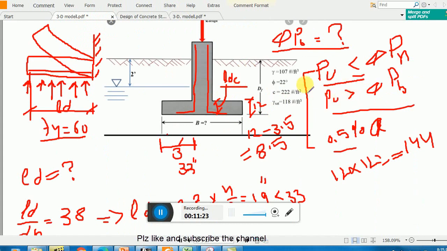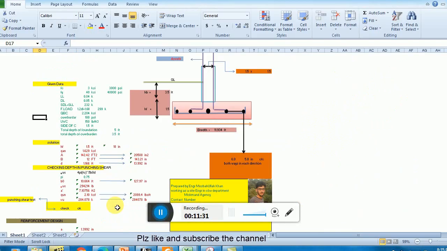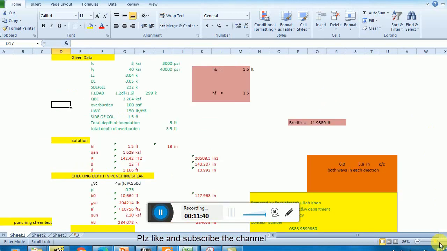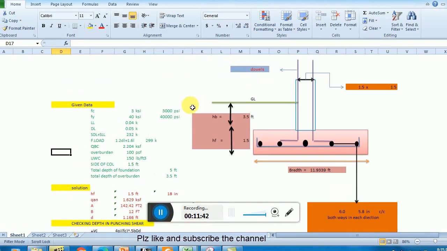Okay, this lecture is the check for LDC, and I will explain this development and how to provide this bar. So, explaining in an Excel sheet. Here I have basically an Excel sheet, and in this Excel sheet you see what we have.